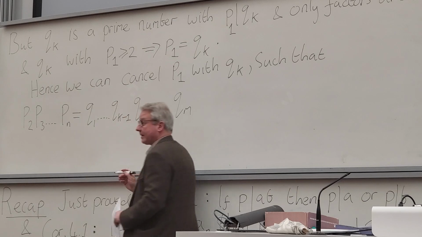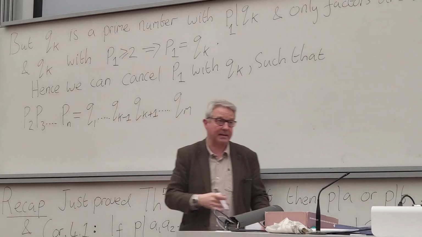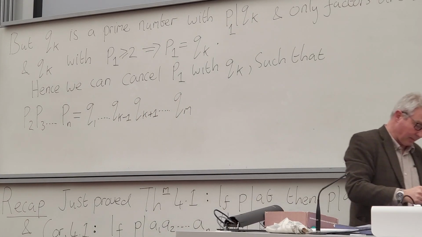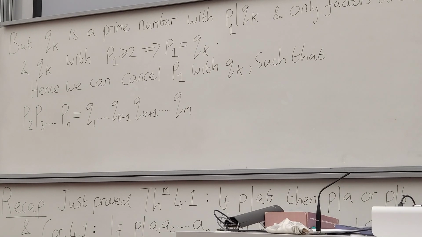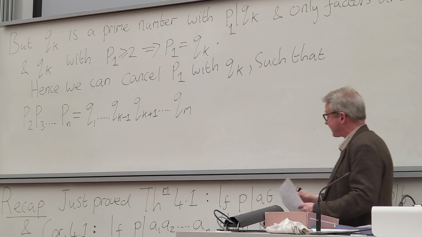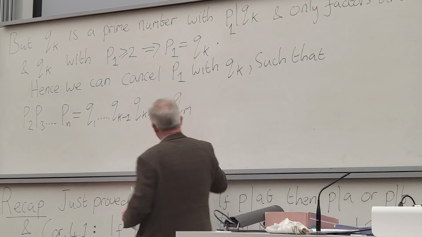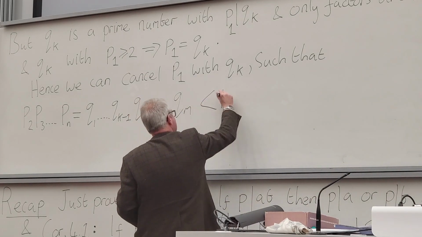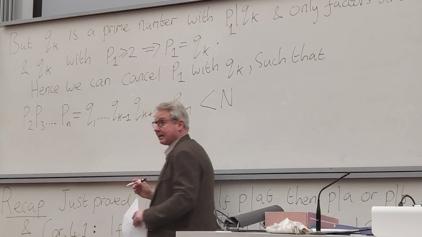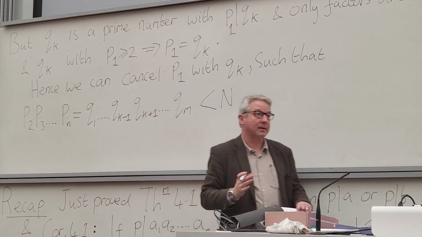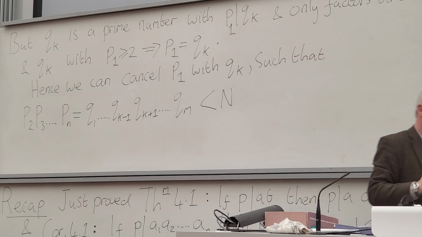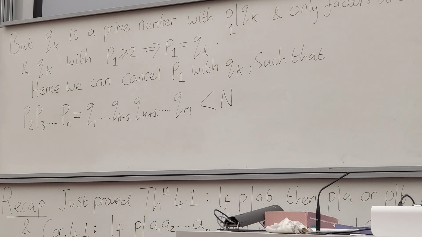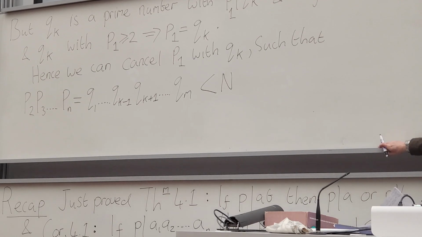Okay, so we're going to get something like this. That P2, P3 times together up to Pn must equal Q1 times Q2 up to Qk minus 1, omit the Qk, then Qk plus 1 up to Qm. Key point is that because we've cancelled a factor that's 2 or greater, our number n is now diminished to less than n. So now we're nearly home and dry.